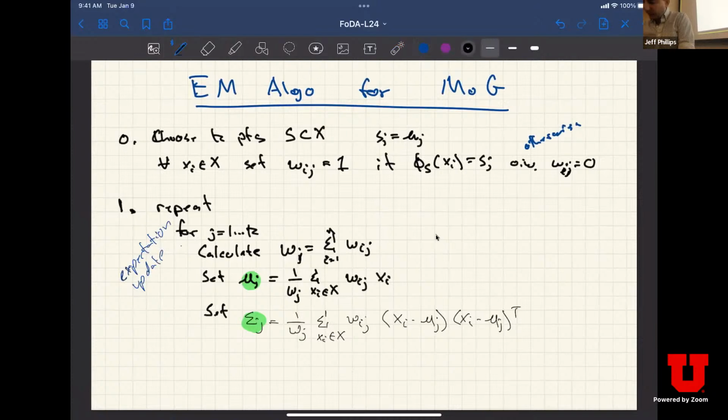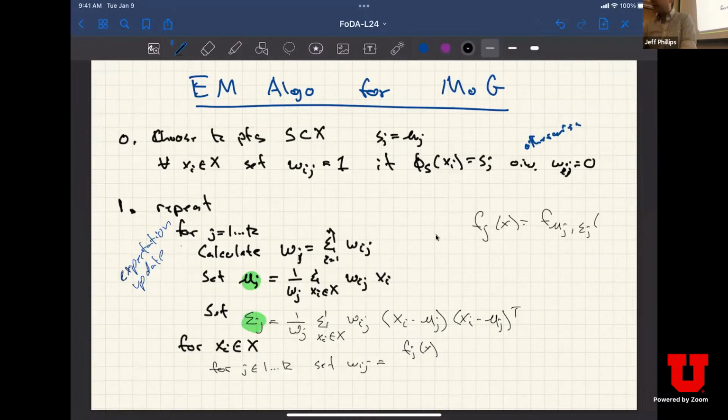Okay, and then I need to say for each xi in x, right? Now I need to update the assignments, right? And so the assignments again, it's for each j in 1 up to k, right? So it's for all the clusters, I'm going to set wij equal to fj of x. This is the shorthand where fj of x is equal to f of mu j sigma j of x. Okay, so just fj of x over the sum of j equals 1 up to k of fj of x. Okay, so this is exactly how I assign these weights, right? I update the partial assignments here.